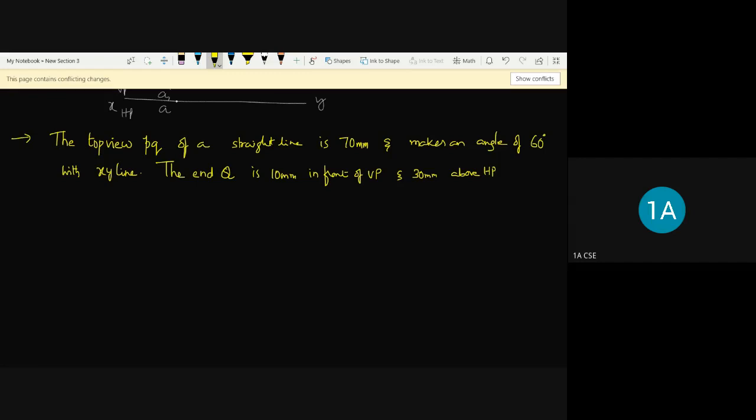The difference between the distances of P and Q above HP is 45 mm. Now draw the projections.